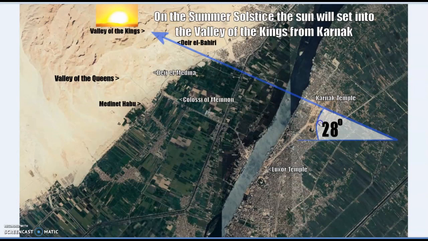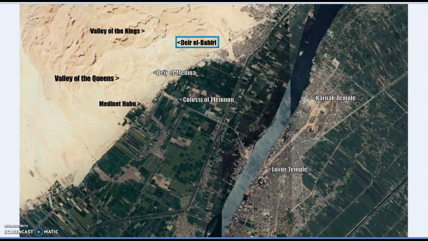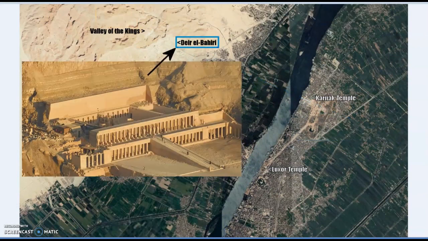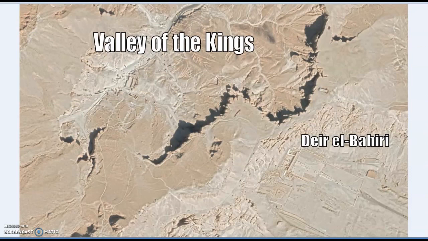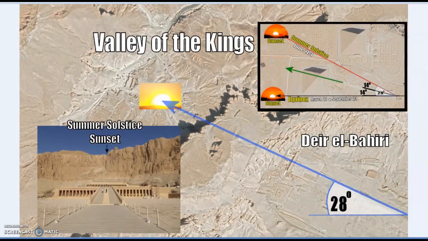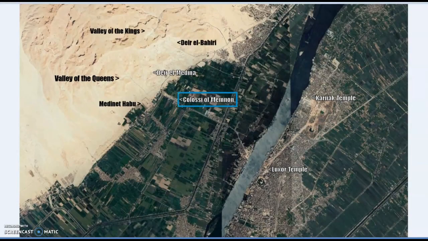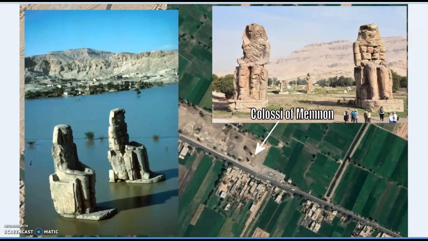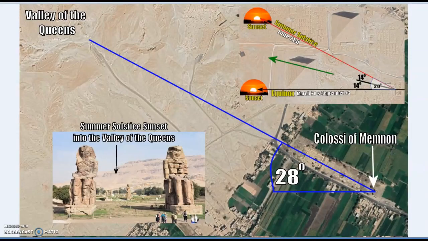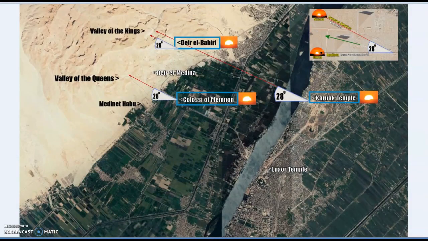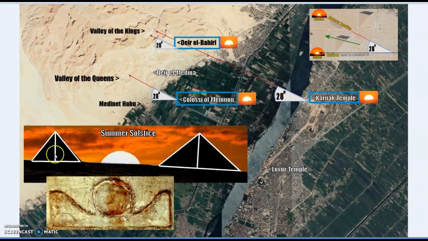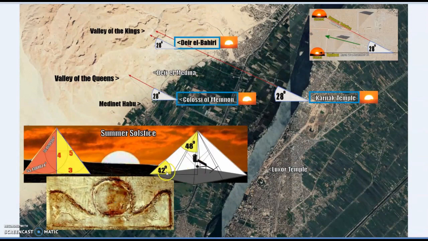Okay, so Karnak, 28 degrees, and not only that, it points to the Valley of the Kings. Here we see Deir el-Bahari, Valley of the Kings. It too is angled 28 degrees, same solstice alignment. Colossi of Memnon, 28 degrees. Now we have that, now think of the Great Pyramid, corner angle 42 and 48 degrees.